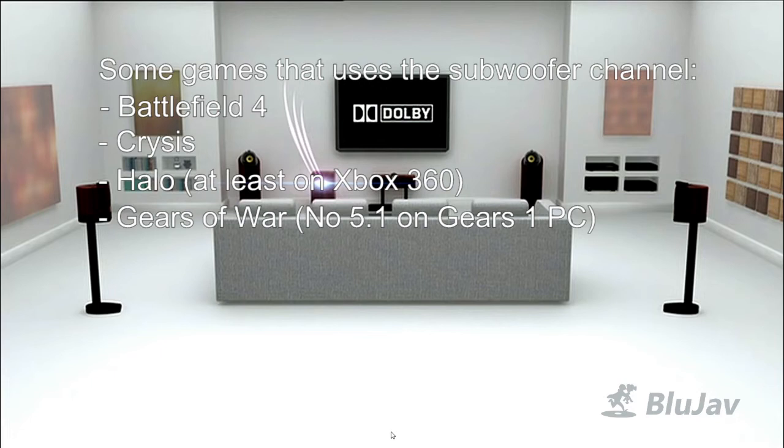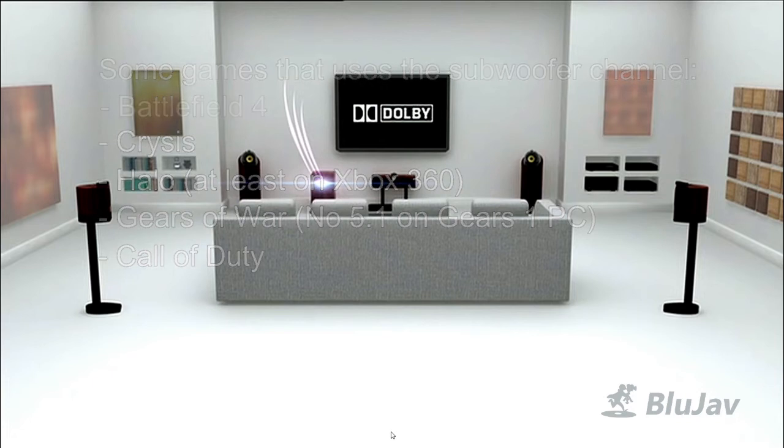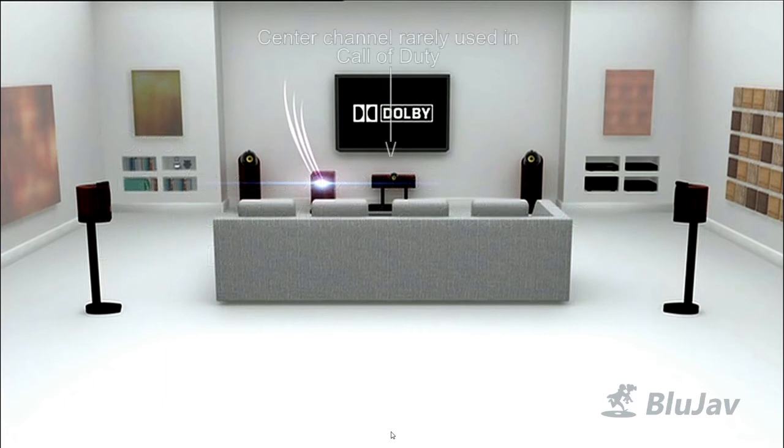Even if you talk about games like Call of Duty, a lot of people say that the guns sound like paintball guns or whatever. But it actually does use 5.1 with the subwoofer channel, and that's definitely a good thing. But in terms of Call of Duty, I noticed there's one flaw. The center channel is rarely used, except for the Cliffhanger mission.